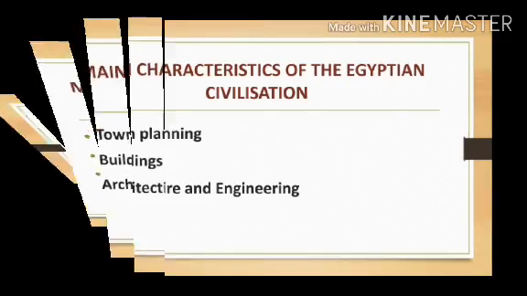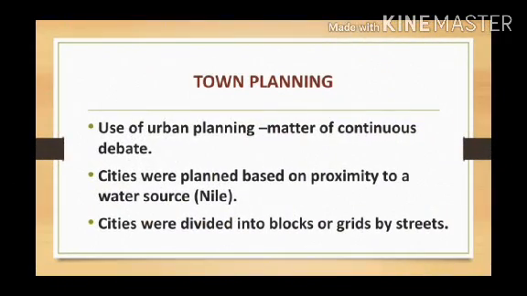Let us begin with town planning. The use of urban planning in ancient Egypt is a matter of continuous debate, which means the historians are not sure whether the ancient Egyptians knew the concept of urban planning or not, whether their towns were planned or they just organically set up the way they are. Well, some Egyptian cities were planned, while some, like Memphis and Thebes, grew organically.